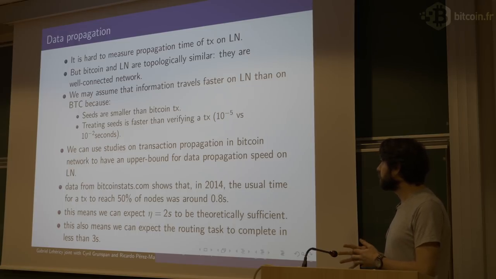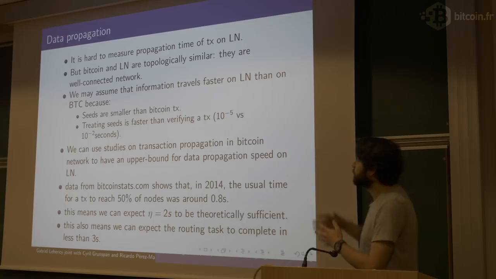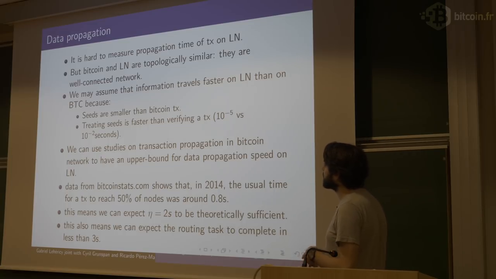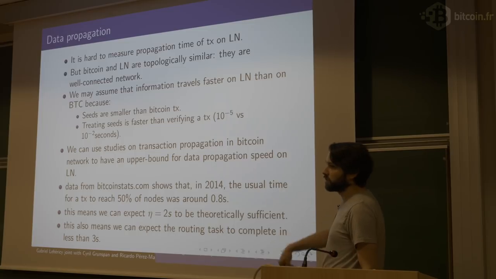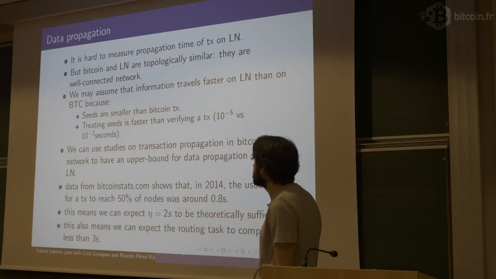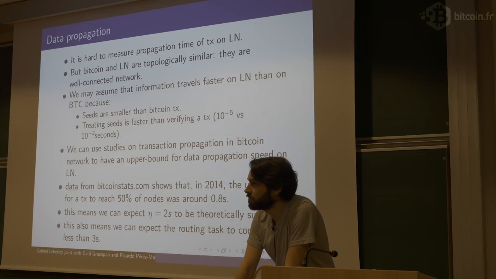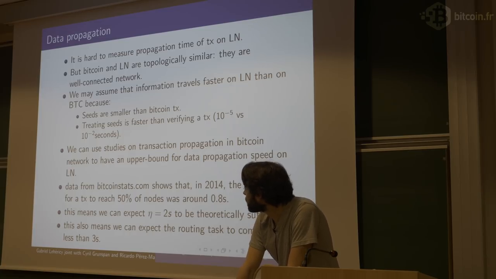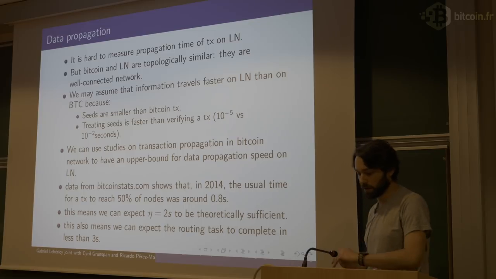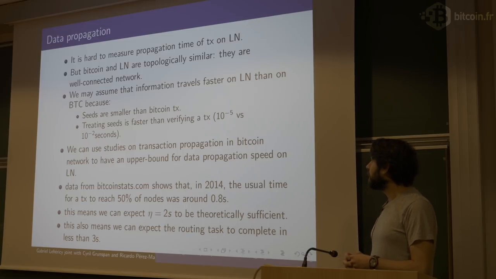We will see later that the cost of treating a seed is basically 10 to the minus 5 seconds. Data taken from, I think, the Satoshi website tells you that the transaction verification takes about 10 to the minus 2 seconds. So it's a lot faster with the routing task. And so the idea is we can use the Bitcoin network as a proxy.